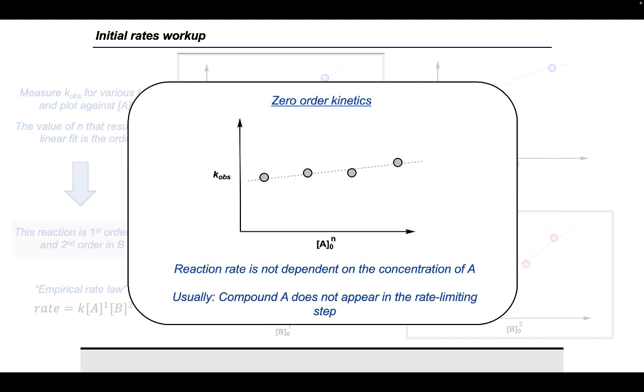All right, another sort of interesting kinetic outcome could be what's known as zero-order kinetics, or that the rate of the reaction does not depend on the concentration of the component that we're looking at. This actually happens relatively frequently, and a lot of times what it means is that the component that we're looking at simply doesn't appear in the rate-limiting step of the reaction. And I'll talk more about this later, but this is something that is also definitely good to keep in mind.